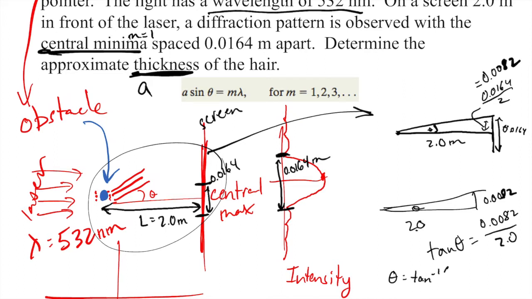So theta equals arctan of 0.0082 over 2.0, and I'm going to plug that into my calculator. Arctan of 0.0082 divided by 2.0, in degrees. There you go: 0.235 degrees. Wow.